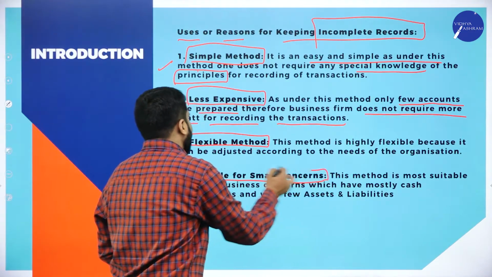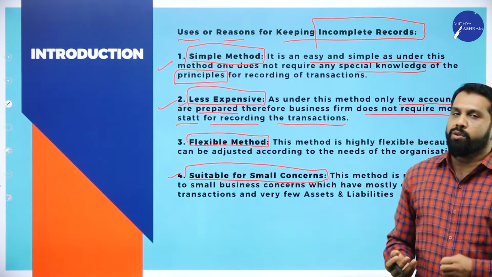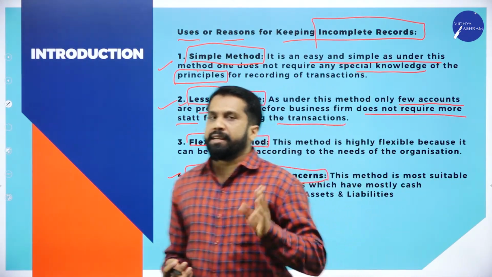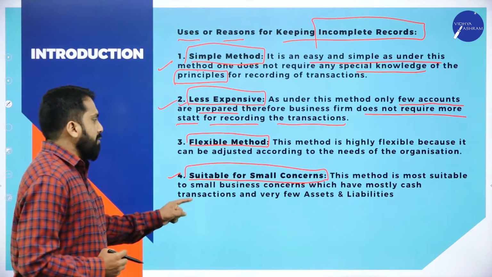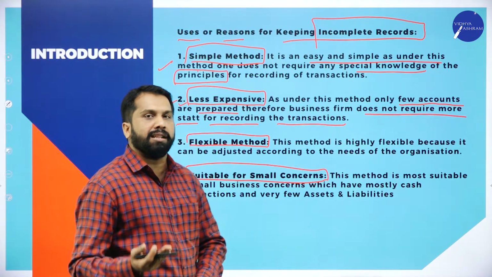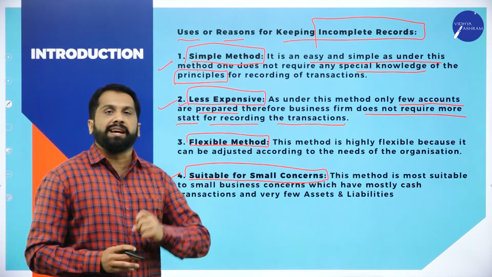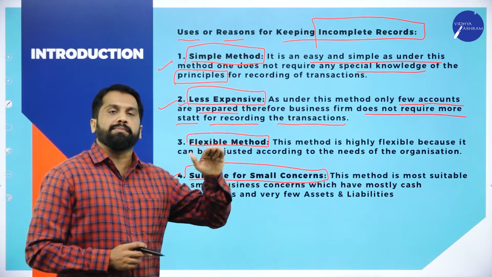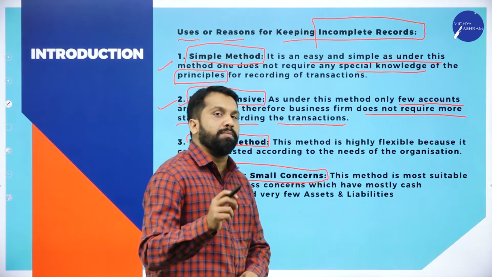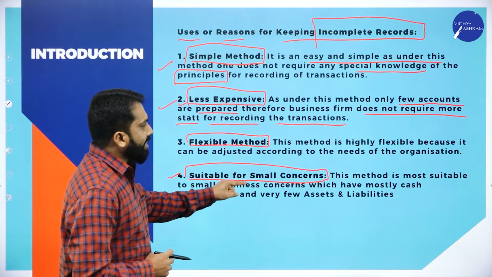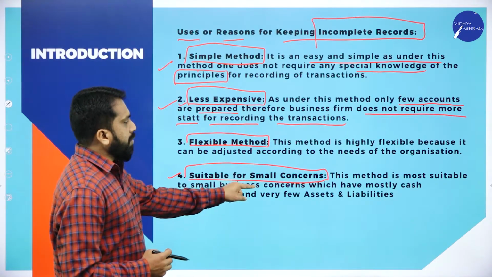Suitable for small concerns. So we can call it incomplete records. It is easy, with no rules and regulations. So we may think that everybody can go for incomplete records. The answer is no. Why? Because if it is a small company, the transactions are fewer and they don't need much accounting information. But a bigger company has to maintain some rules and regulations. So incomplete records are applicable for whom? It is applicable only for small companies and petty companies. Suitable for small concerns.